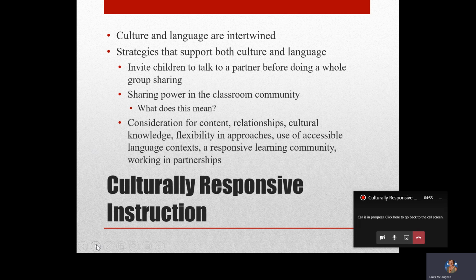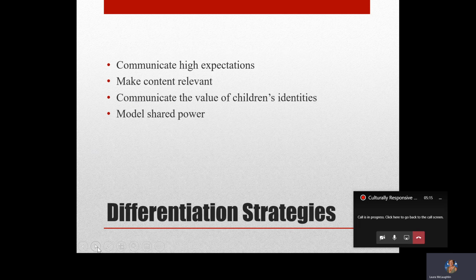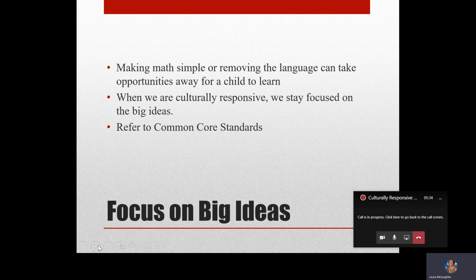So take consideration for the content, relationships, cultural knowledge, flexibility in approaches, use of accessible language contexts, a responsive learning community, and working in partnerships. Differentiation and strategies, which we talked about last presentation, communicate high expectations, make content relevant, communicate the value of children's identities, and model shared power.